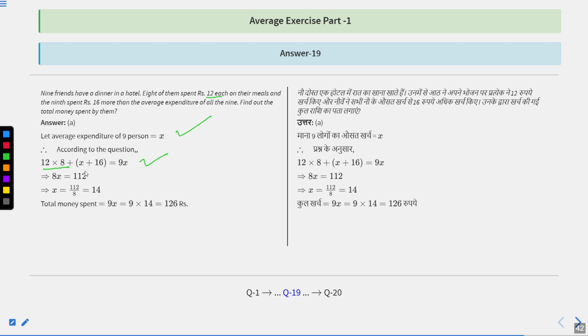Clear? So what will be the total? It will be 9x, because the average is x and the total number of persons is 9, which is equal to 9x. When we compare it, we get the value of x, which is 112 upon 8, which is 14. So the total money spent is 9 into 14, which is 126 rupees. A is the correct answer. Next one.